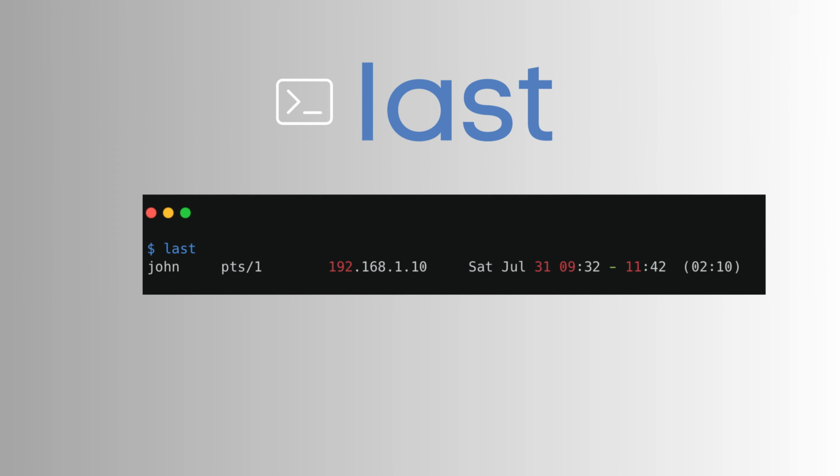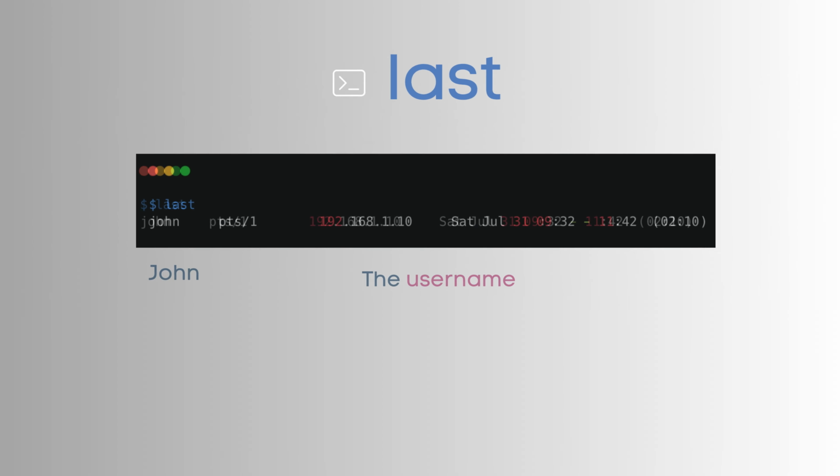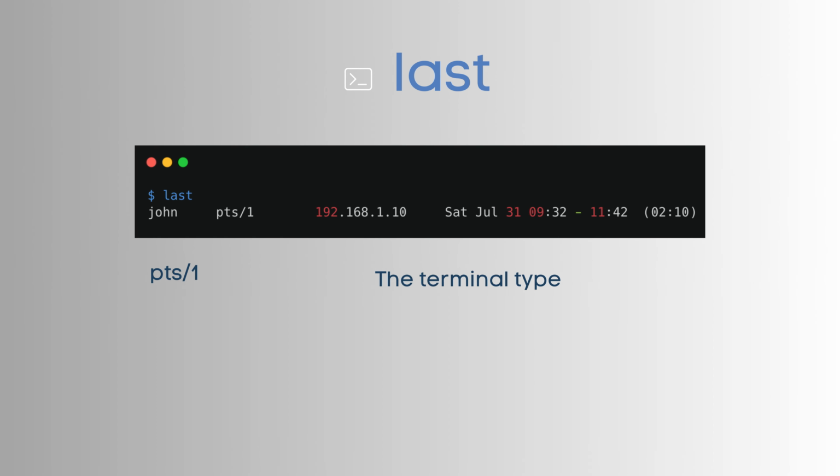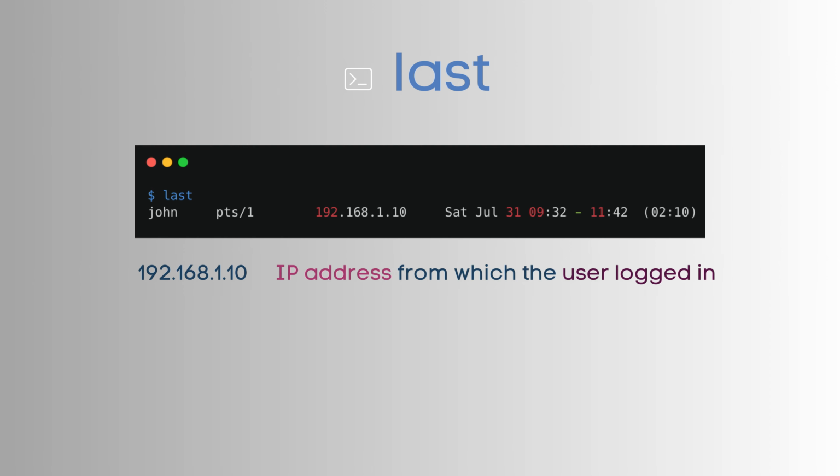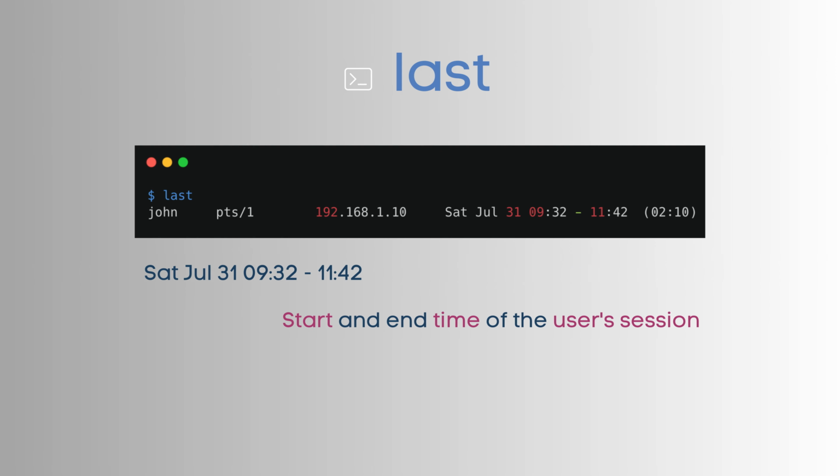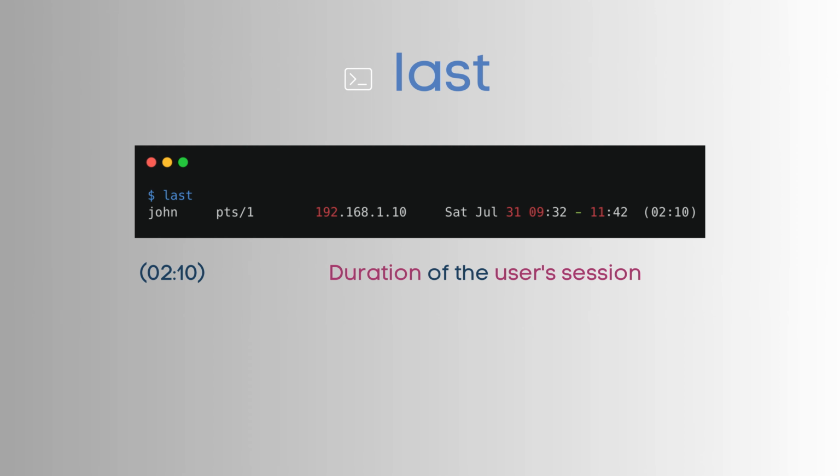So in this sample output, you can find that the username is John, then PTS1 is the terminal type, then the IP address, the time of the user session, and the duration of the user session.